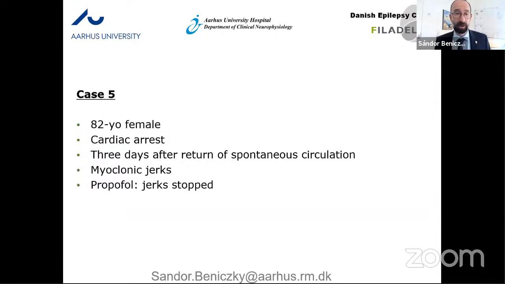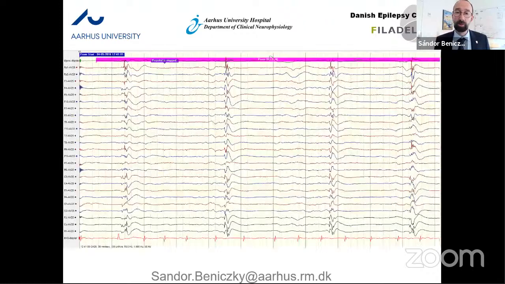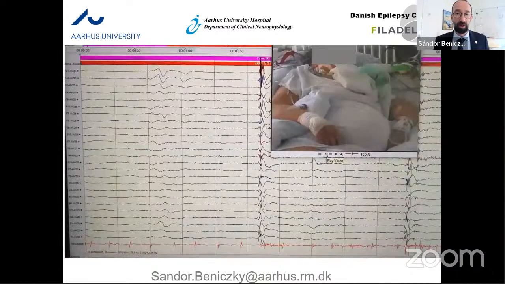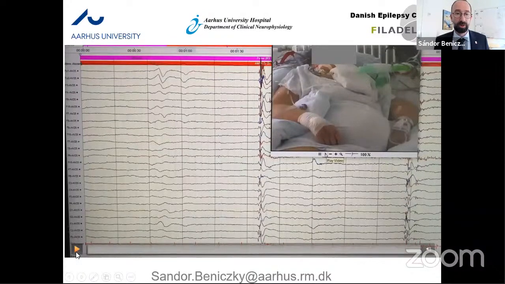And the fifth case is an 82-year-old female, again, cardiac arrest. 3 days after the return of spontaneous circulation, the personnel observed myoclonic jerks. The patient was put on propofol and the jerks stopped. And this was the EEG while on propofol. Then propofol was withdrawn, and you can see the same discharges, a little bit more fulminant. Let me show you what happens during these discharges.